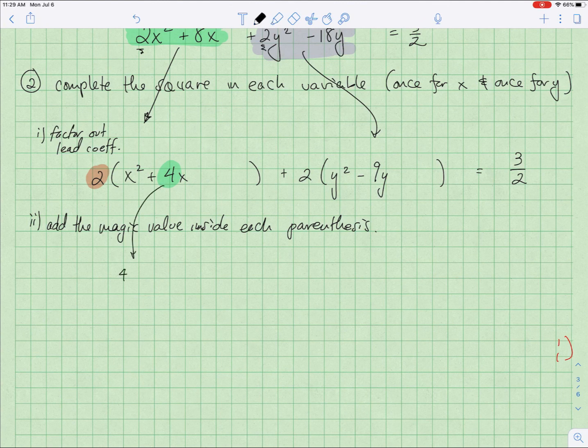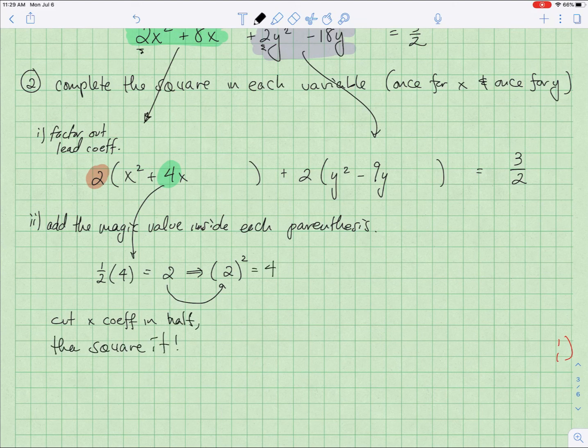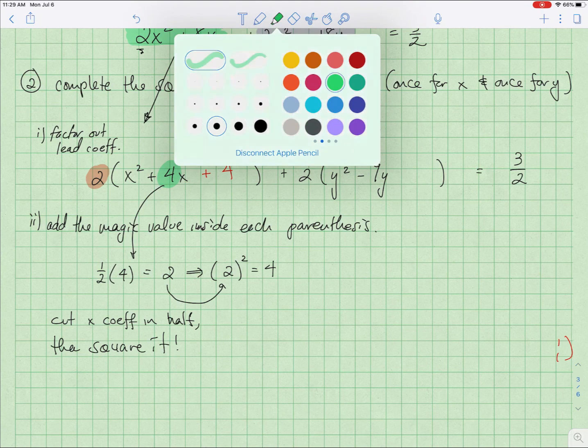We're going to take 4. We're going to cut it in half. That is going to give us 2. We're then going to take that value 2 and square it. So cut the x coefficient in half, then square it. And that's the magic value, and that's going to give us a value of 4. And so that's the number we're going to add in to this set of parentheses.